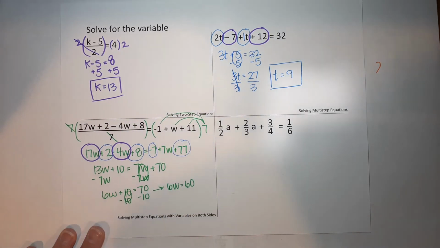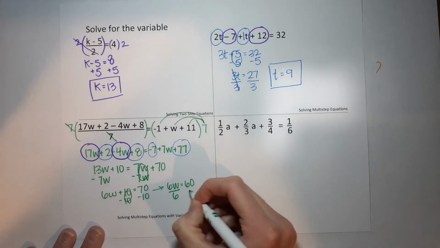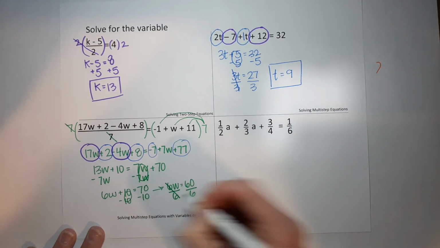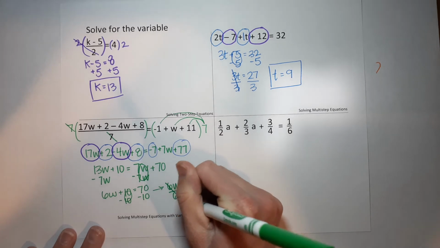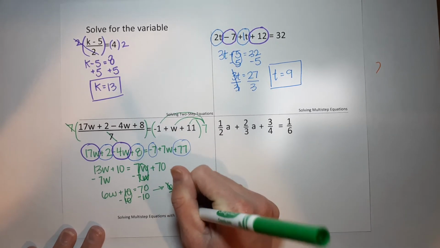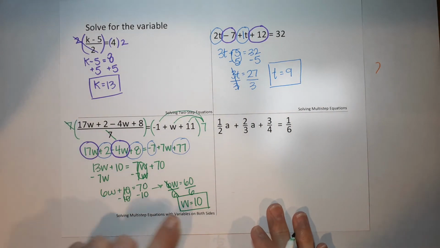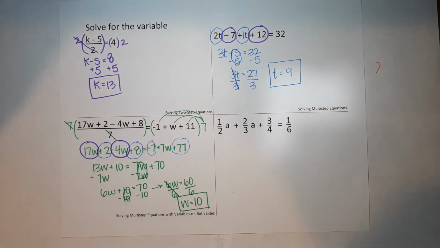All right, but I want W totally alone, so I need to get rid of that 6. So I'm going to divide it off. I got to do it to the other side to keep it balanced. So then I've got W equals 60 divided by 6 is 10. Look at that. We took that scary thing and turned it into something not so scary.